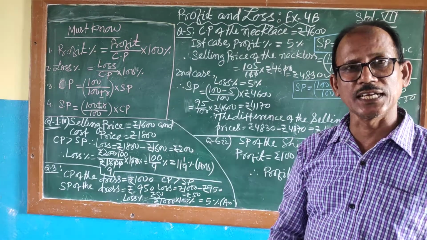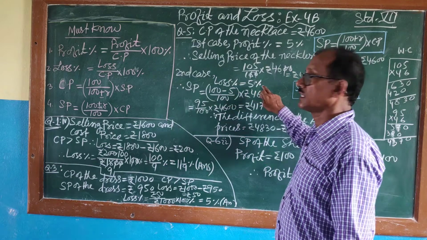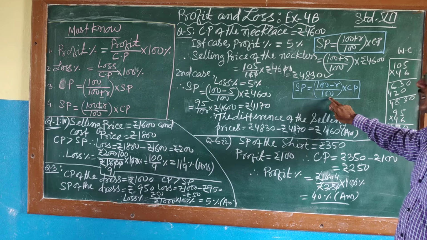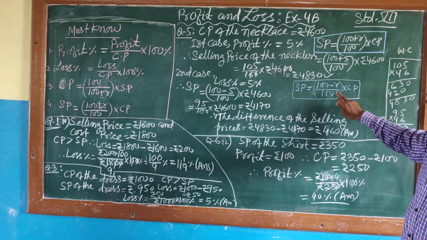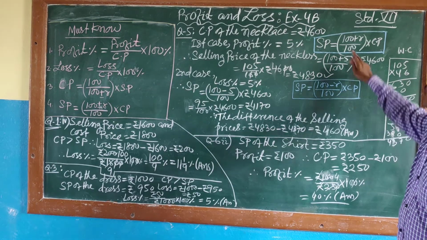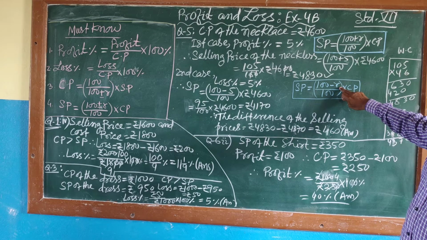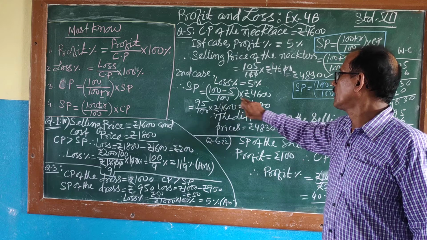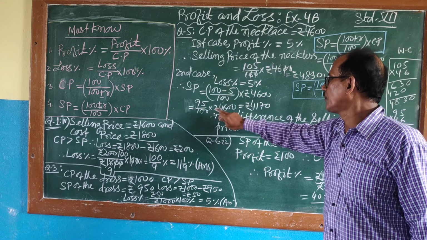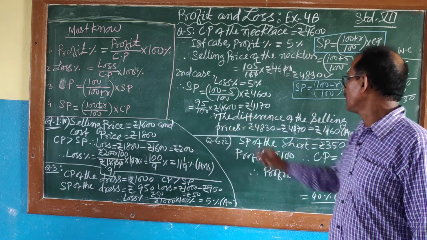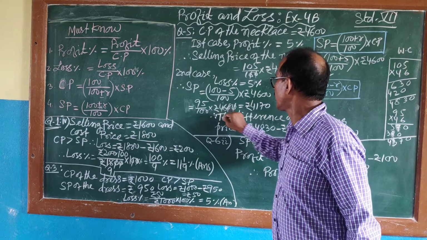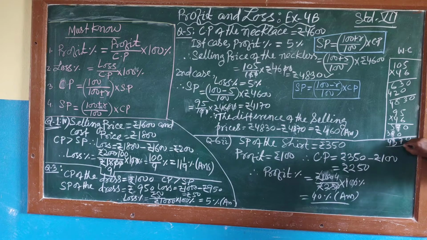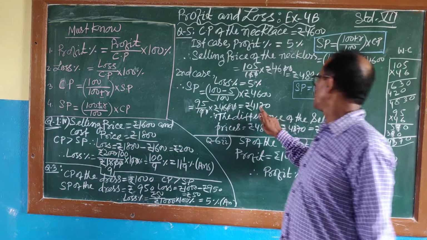Similarly, find out the second case selling price. Loss percent is given to you and CP is given to you. The formula says SP is equal to 100 minus R divided by 100 into CP, because when there is a loss it is minus, while for profit it was plus. R is the loss percentage, which is 5. So 100 minus 5, that is 95, divided by 100 into 4,600. If you simplify, these two 0s will be cancelled. 95 into 46 gives 4,370.